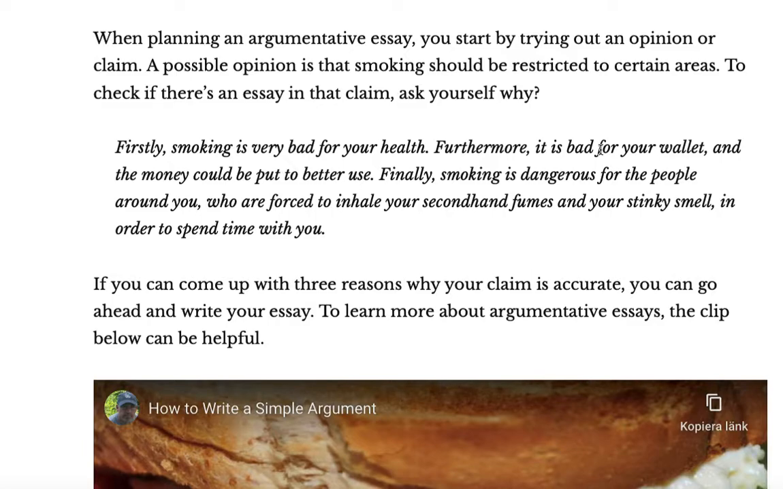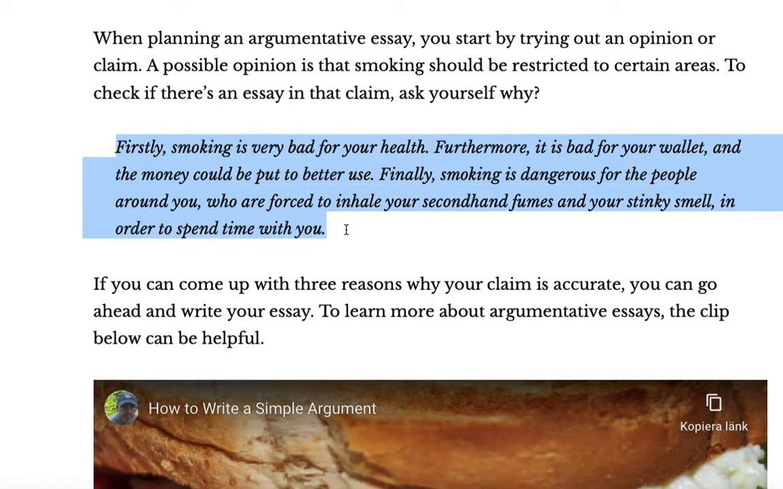And when you plan the argumentative essay, you want to start by trying out your opinion or claim. So a possible opinion could be that smoking should be restricted to certain areas. So to check if there is an essay in that claim, you can ask yourself a why. Here's a possible answer. Well, firstly, smoking is very bad for your health. Furthermore, it's bad for your wallet. The money could be put to better use.